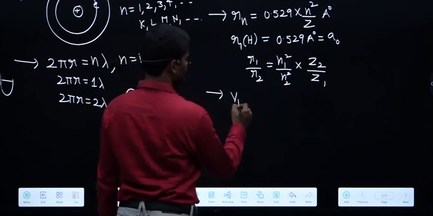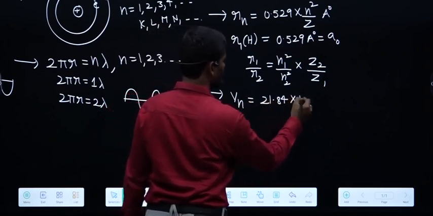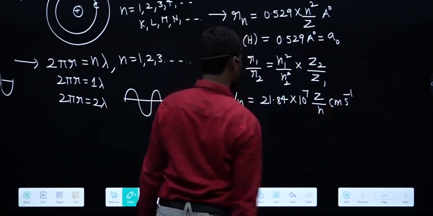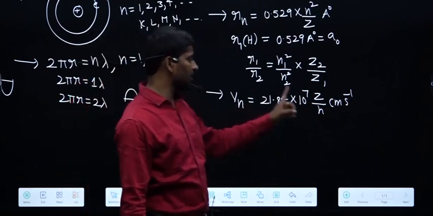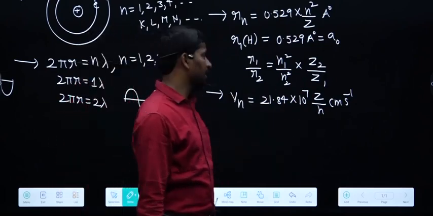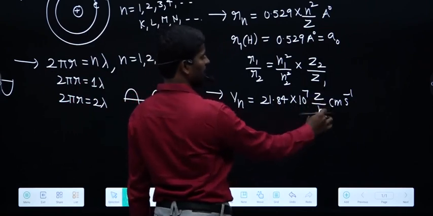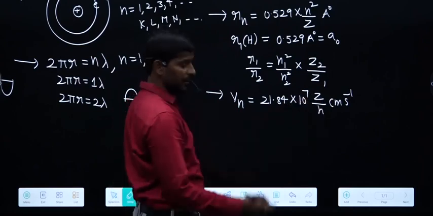Next, velocity of electron. The formula is 21.84 into 10 power 7 Z by N centimeter per second. So velocity is directly proportional to Z by N. As Z increases, velocity increases. As N increases, velocity decreases. So V1 by V2 is equal to Z1 by Z2 into N2 by N1.